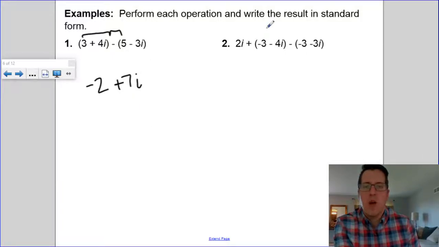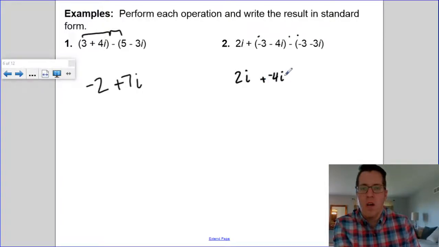In our second problem here, we start with negative 3 minus negative 3. Something minus itself is 0. 2i plus negative 4i minus negative 3i.